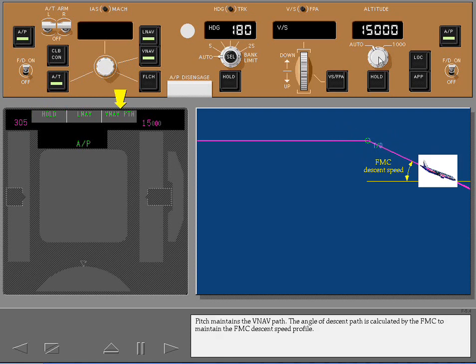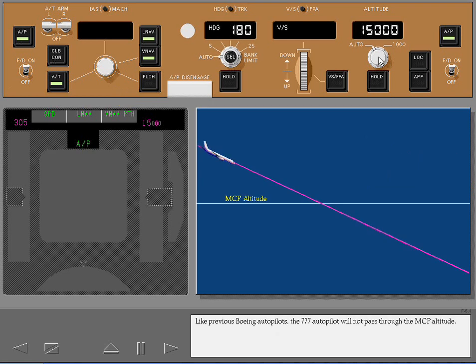Pitch maintains the VNAV path. The angle of descent path is calculated by the FMC to maintain the FMC descent speed profile. Like previous Boeing autopilots, the 777 autopilot will not pass through the MCP altitude.